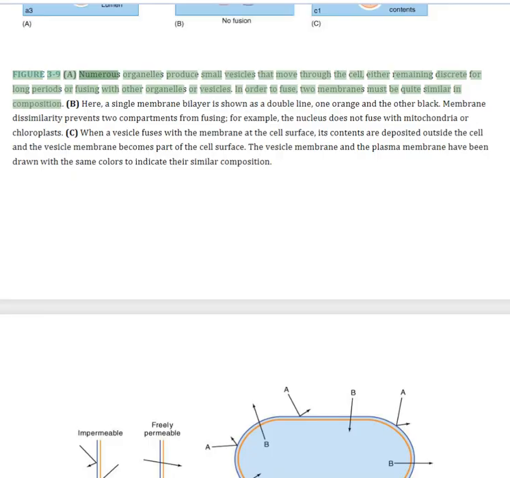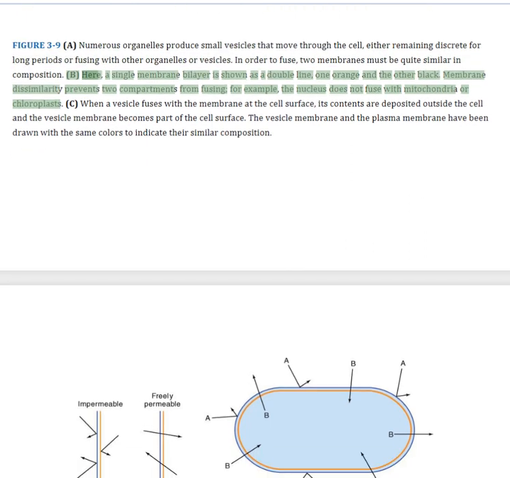Figure 3.9: Numerous organelles produce small vesicles that move through the cell, either remaining discrete for long periods or fusing with other organelles or vesicles. In order to fuse, two membranes must be quite similar in composition. Here, a single membrane bilayer is shown as a double line, one orange and the other black. Membrane dissimilarity prevents two compartments from fusing. For example, the nucleus does not fuse with mitochondria or chloroplasts.